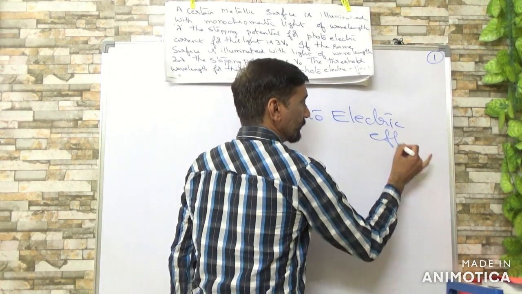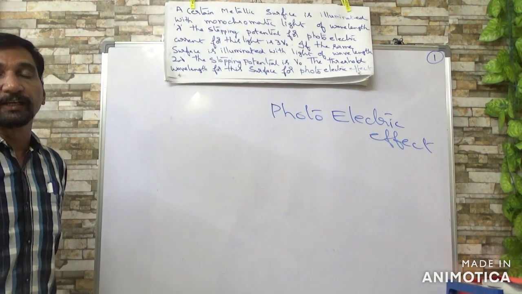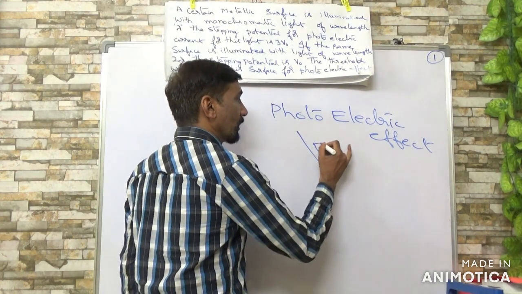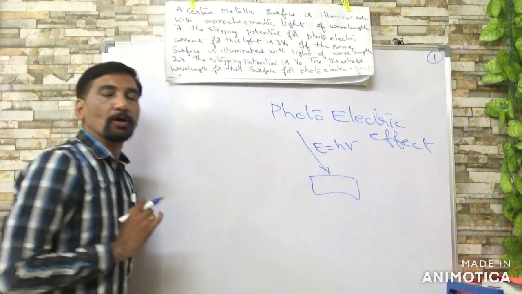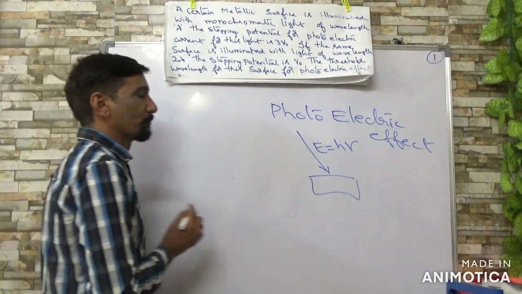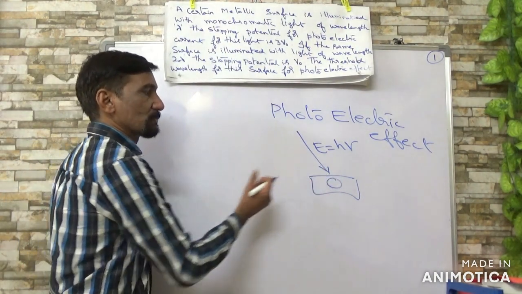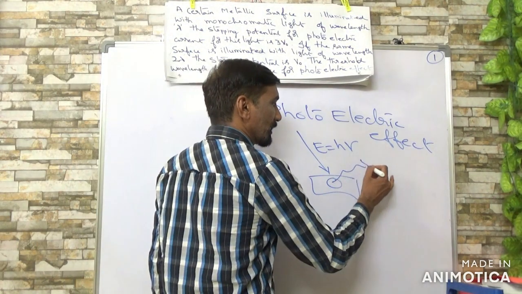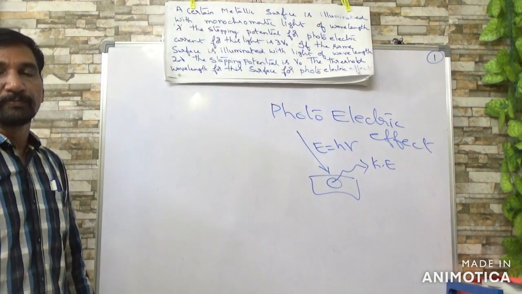Photoelectric effect. So what is the photoelectric effect? Whenever light of suitable wavelength is made to fall on alkali metals like lithium, sodium, potassium, some part of the energy is utilized by the metal to extract electrons, and the remaining part of it is useful for kinetic energy.